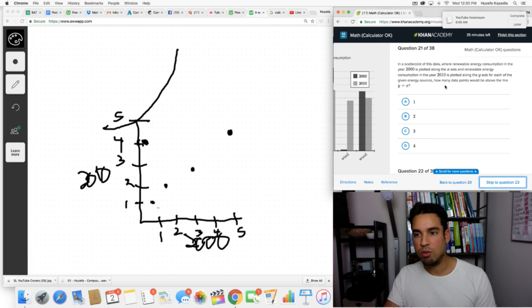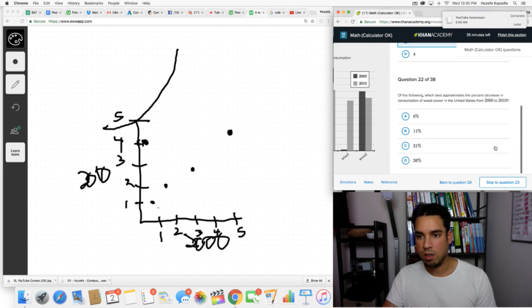How many data points would be above the line y equals x? So above the line would be this one, and this one. And these would be below, so 3. All right, hopefully I did that right. I could have done that more quickly.